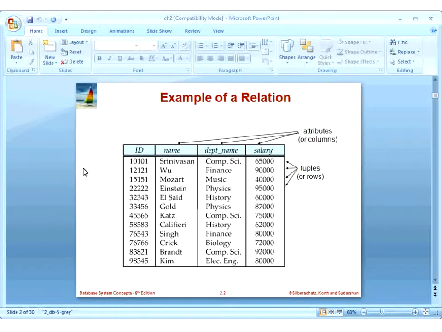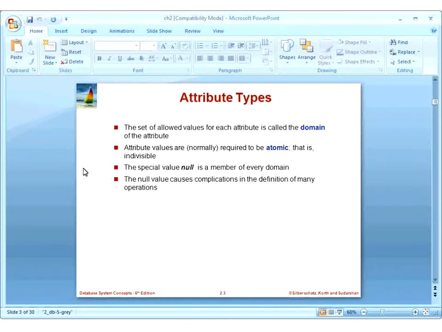So we discussed the relations in our lecture, that every relation has certain attributes which are represented by columns, and tuples which are represented by rows, and these are also called records.